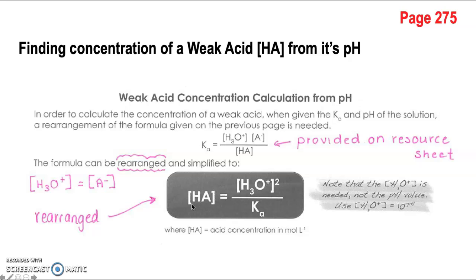Notice though that it has been manipulated so that once again we've used the assumption that the concentration of the hydroniums is going to be the same as the concentration of the conjugate base. So if you look at this, we have substituted hydronium for the conjugate base there, which is where the hydronium squared has come from. And then it's just simply rearranged so that it's subject to HA. So it becomes hydronium squared, because we've replaced the conjugate base, divided by Ka.